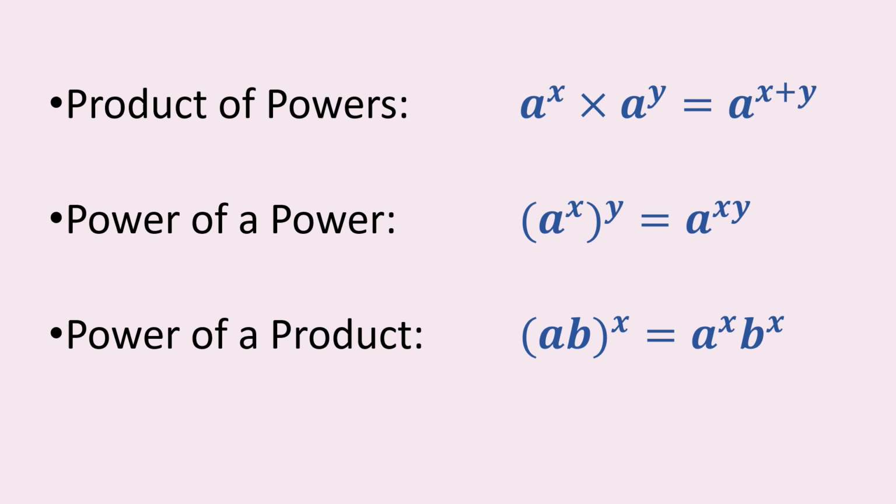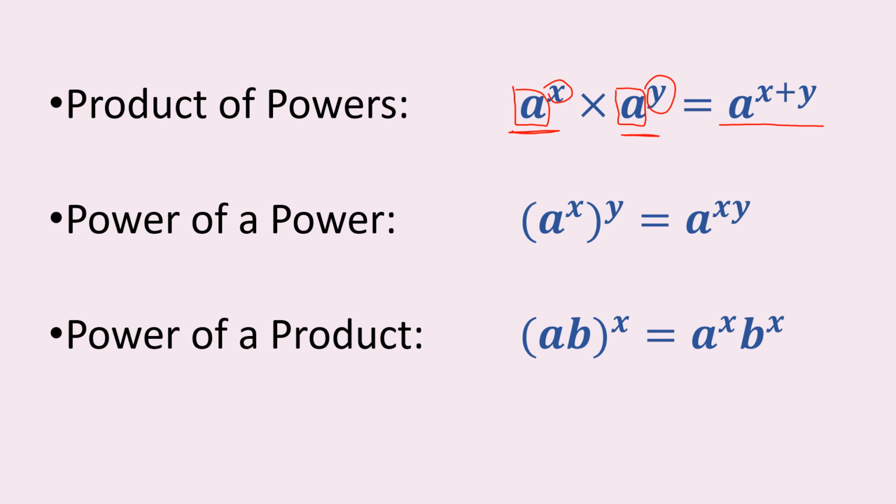First off, when we have a product of powers, a monomial times a monomial, so a to the x times a to the y power, they have the same base. The base is what the exponent is attached to. In this case, it's a. And in this case, we're just going to add these two exponents together. And our answer would be a to the x plus y power.